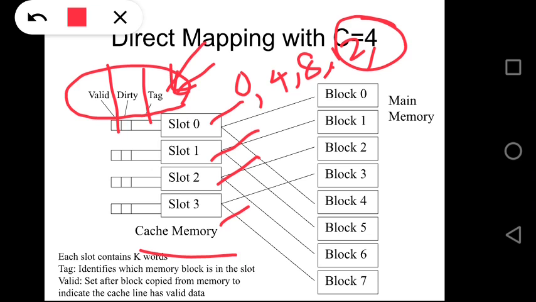Valid is set after a block is copied from memory. Once you copy the block content here, set valid to 1, to indicate that the cache line has valid data. Otherwise there is no valid data. The dirty bit is used for write operations. Whether you performed any write operation on a particular word in the block, then you set the dirty bit. So this is about the direct mapping technique.